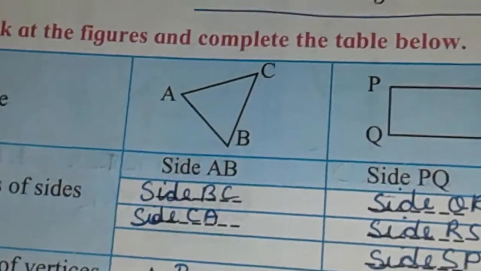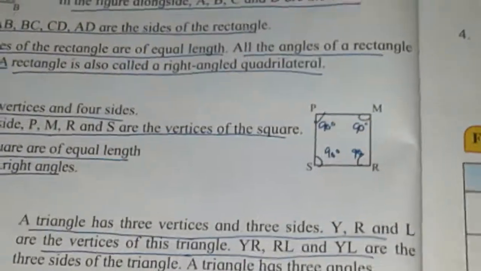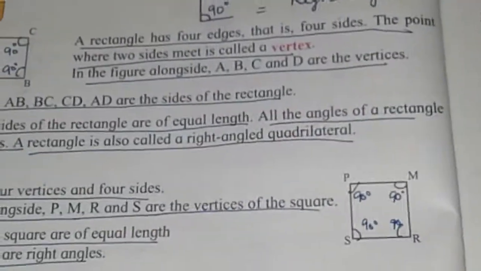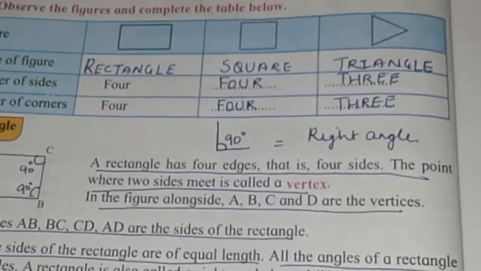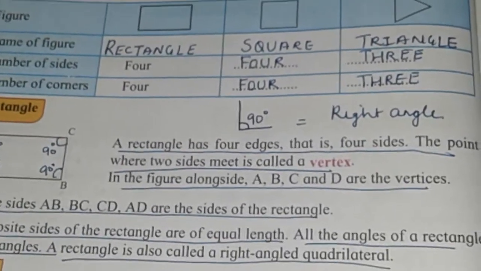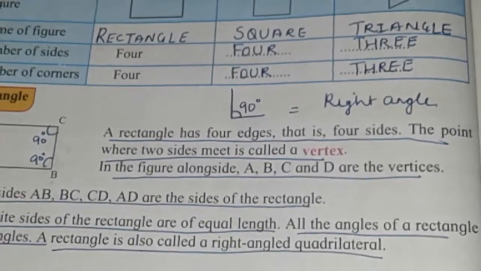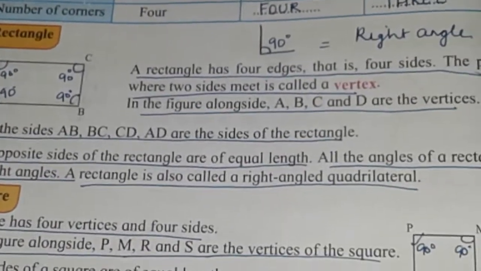Okay, so I hope you have understood this. So do it properly, draw it and understand what is a side, vertex, corner, edge, and about the right angle.